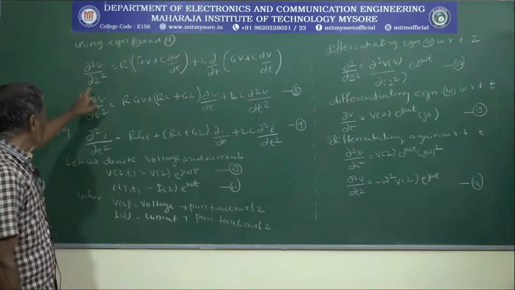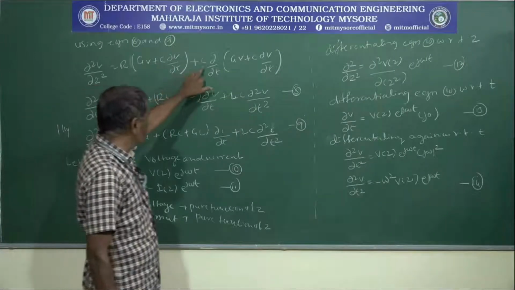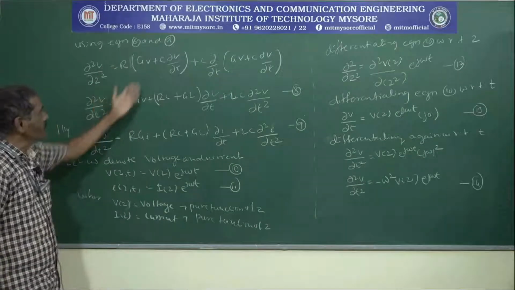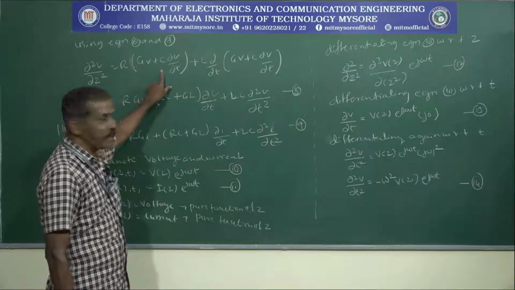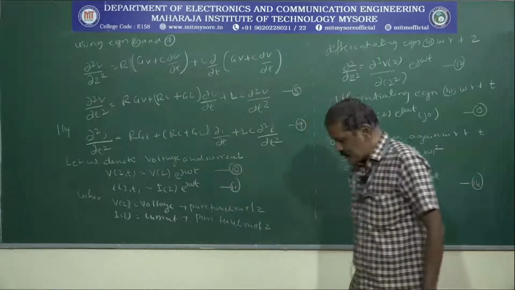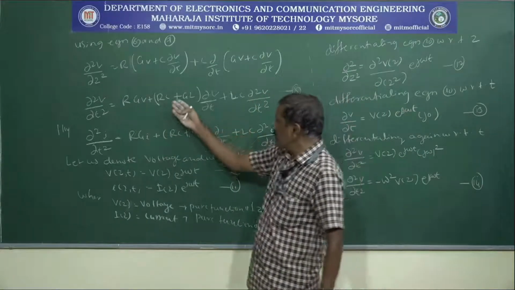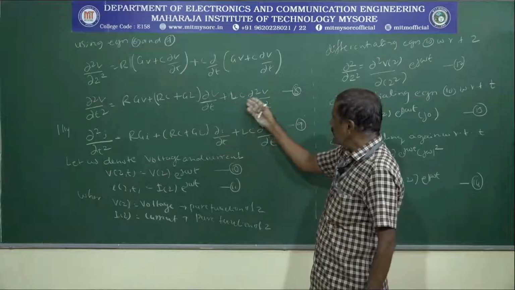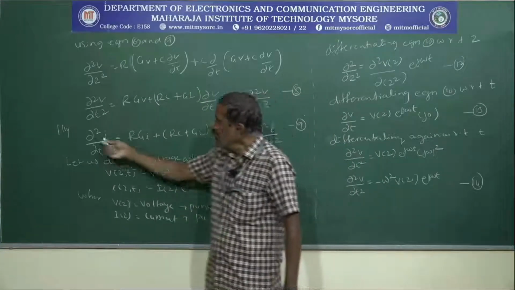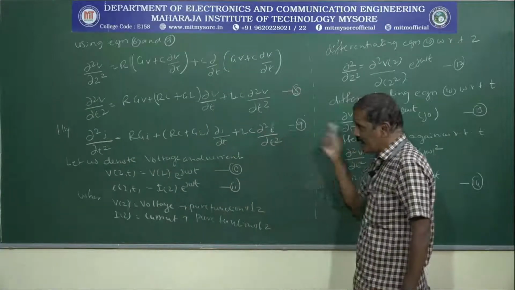Using equation numbers 6 and 7, we can write dou square V by dou Z square as R into (GV plus C into dou V by dou t) plus L into d by dt (GV plus C into dV by dt). If I multiply R with this term and L with this term and take all the terms common, then you can write dou square V as R G V plus (RC plus GL) into dou V by dou t plus L C into dou square V by dou t square. Similar to this, you can write the current also, that is dou square I by dou Z square is equal to the expression in equation number 9.